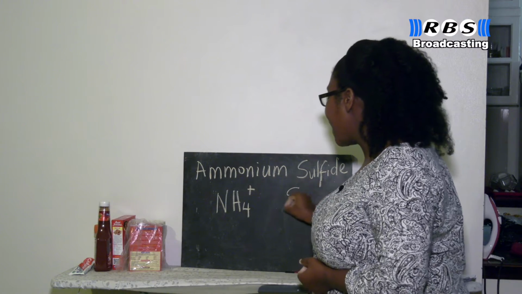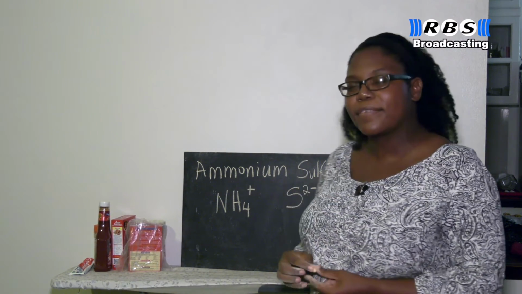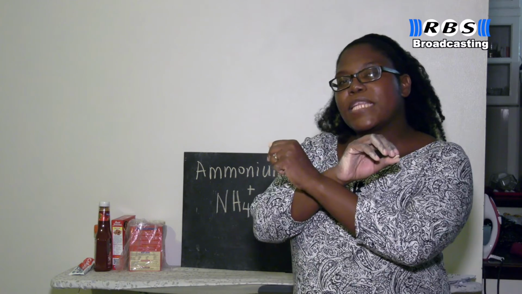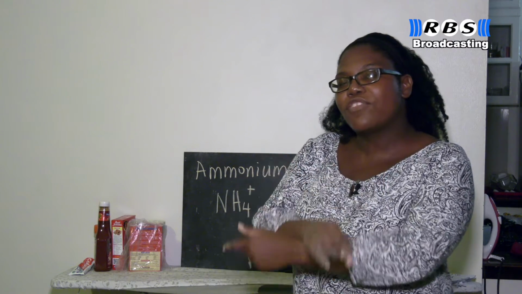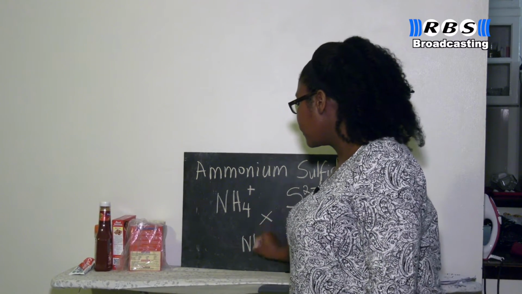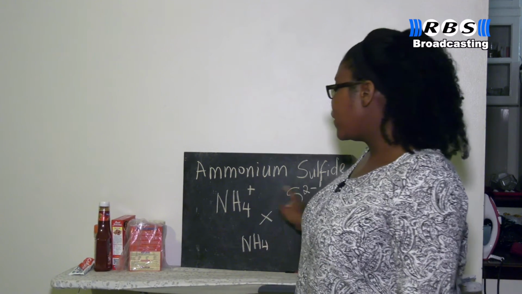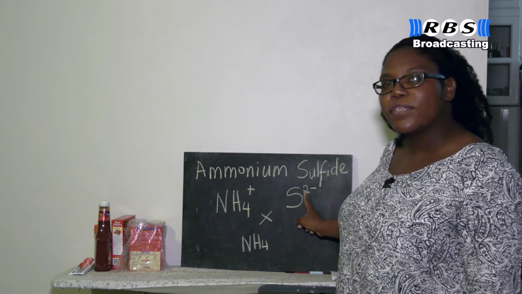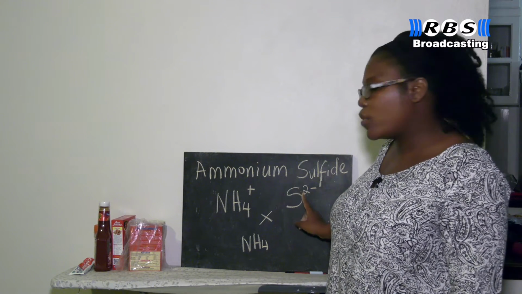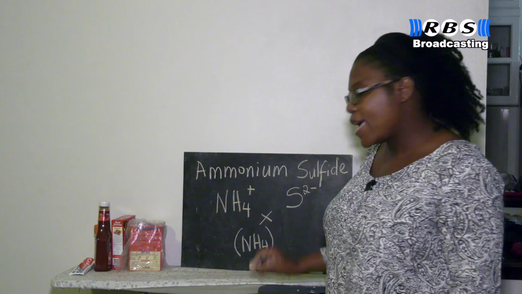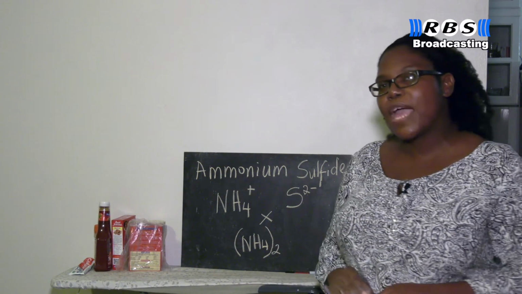The sulfide ion is S2-. Let's write the formula for ammonium sulfide. Swap the numbers on the charges and drop them into place. The ammonium ion will be receiving the number 2. 2 is greater than 1. So that means we must place the ammonium ion into brackets and drop the 2 outside of the brackets.